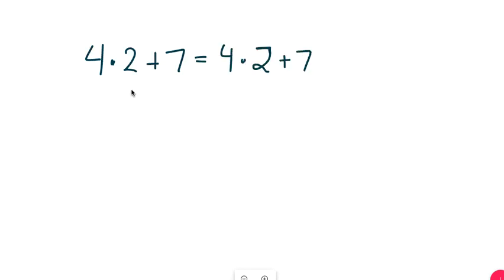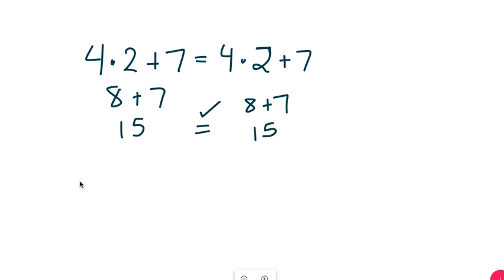Hopefully, no matter what number you picked, your left side still equaled your right side. Let's say you picked the number 2 for x. You got 4 times 2 plus 7, which gets you 8 plus 7, which is 15. On the right-hand side, you get 8 plus 7, which is 15. So no matter what number you pick for x, the left side equals the right side. It's kind of interesting.